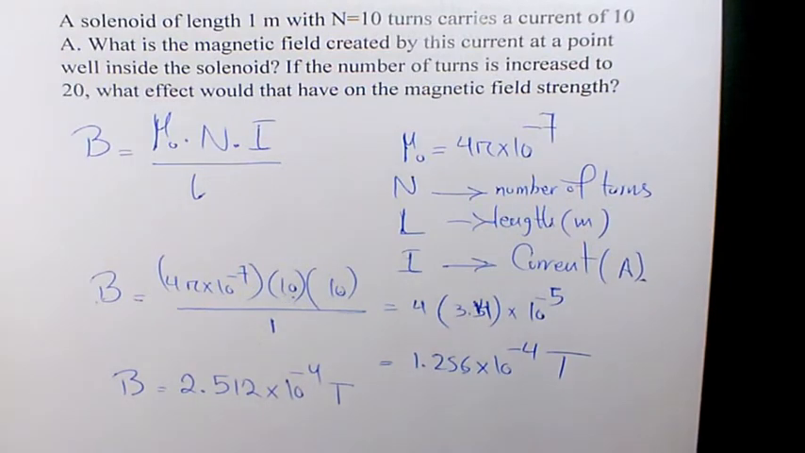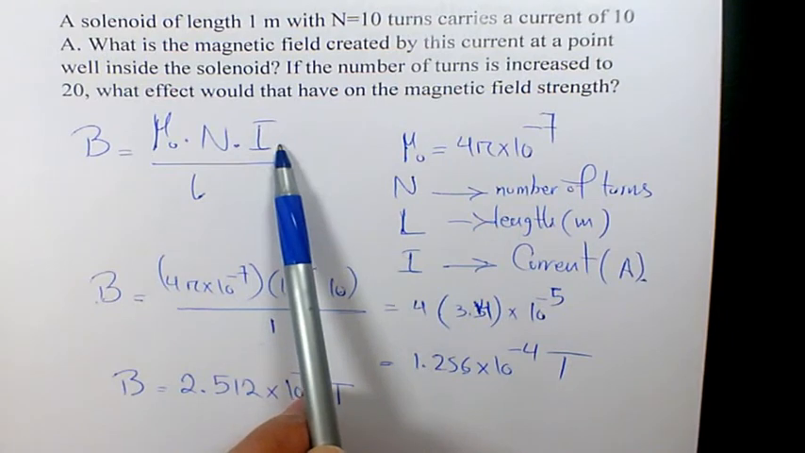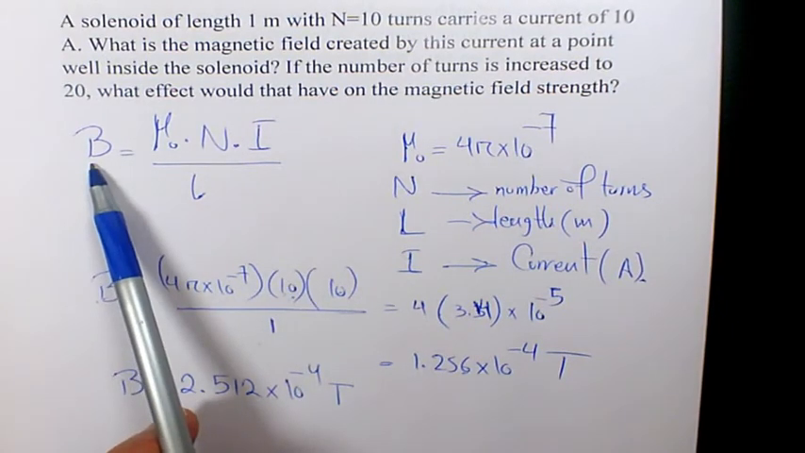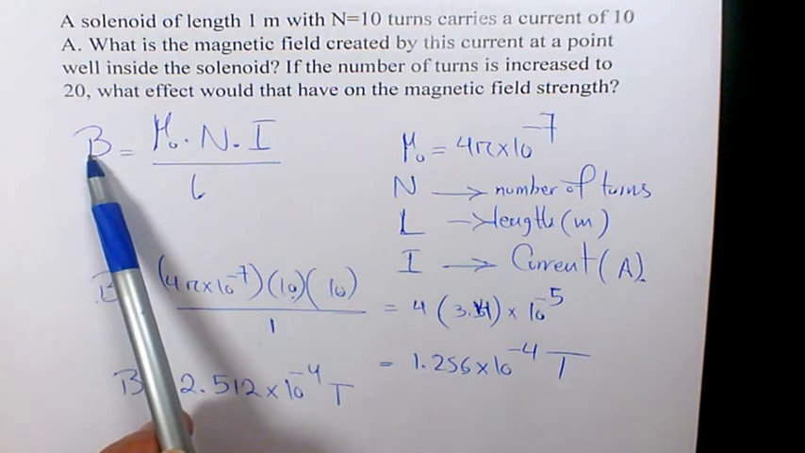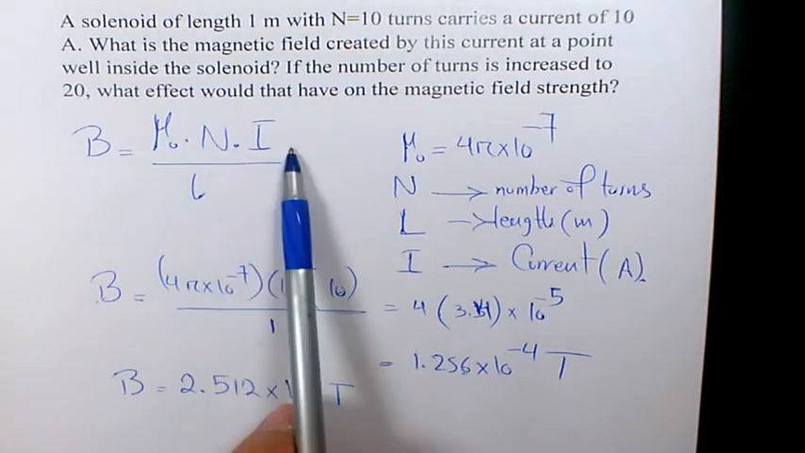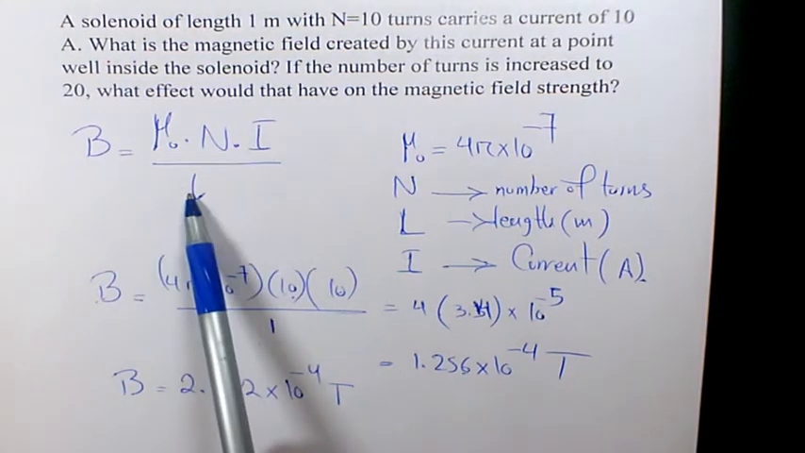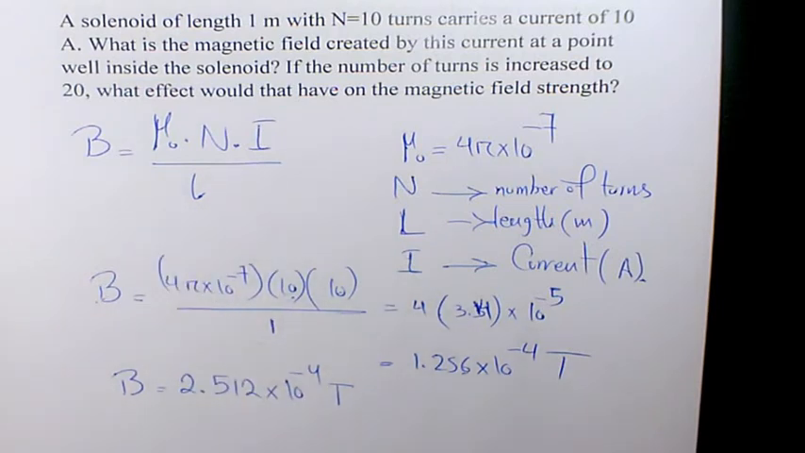So as we increase the number of turns, or as we increase the electric current, B is going to increase. If we reduce the length of the solenoid, B is going to increase as well. So it is directly proportional to the number of turns and electric current, and inversely proportional to the length of the solenoid. So that's how we find the relationship between magnetic field strength and the number of turns, the electric current, and also the length of the solenoid.